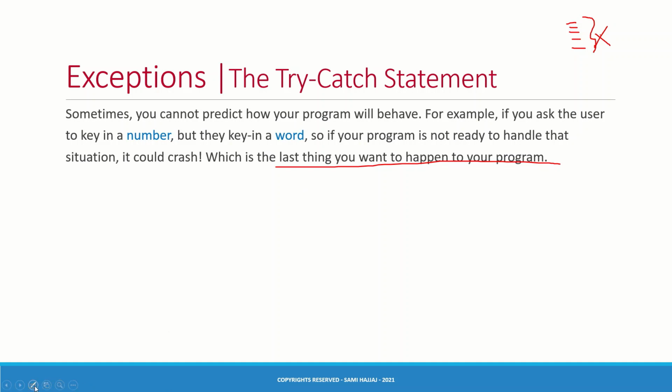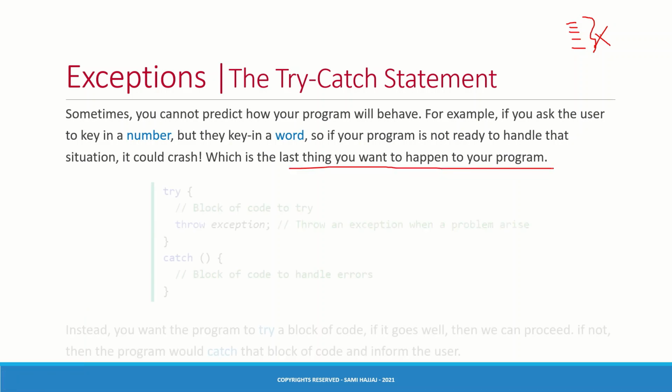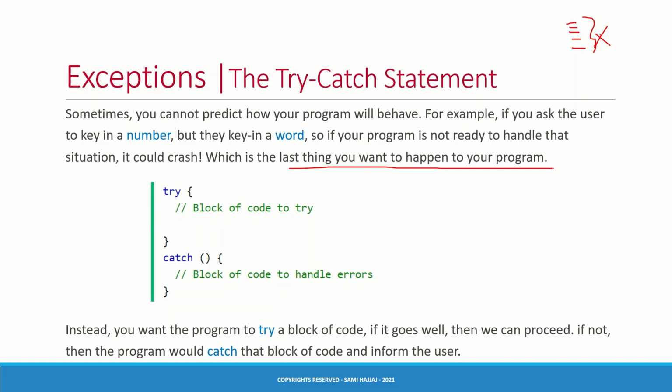If you're a developer and you sell a product that crashes, then obviously you will be fired. If not, you will lose your business. So that is the last thing you want to do. You don't want the program to crash, and what you want to do is use the try and catch block.